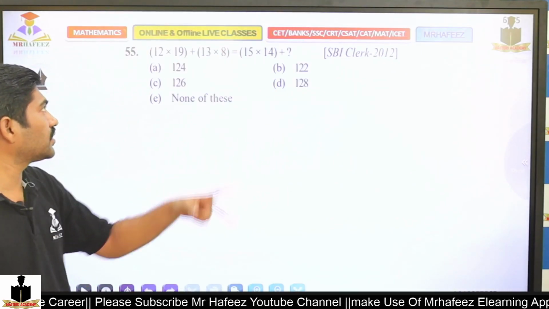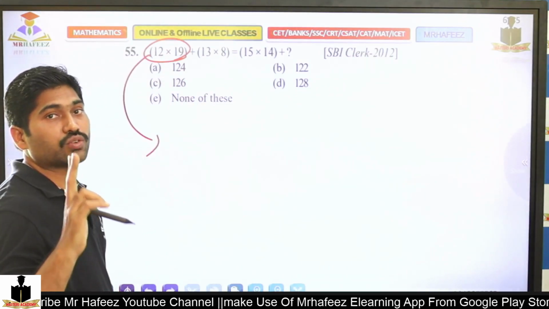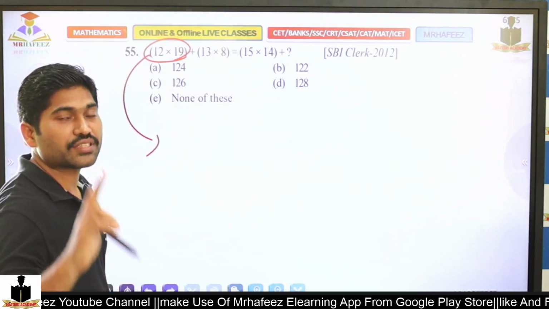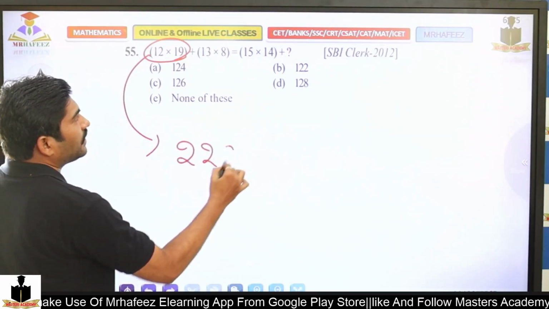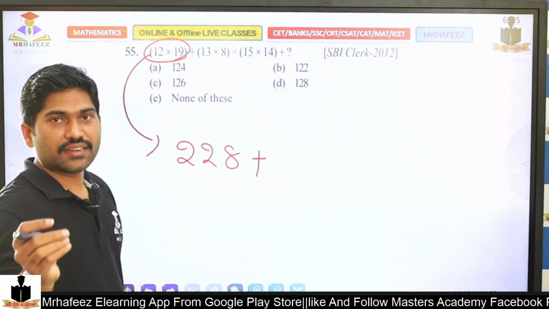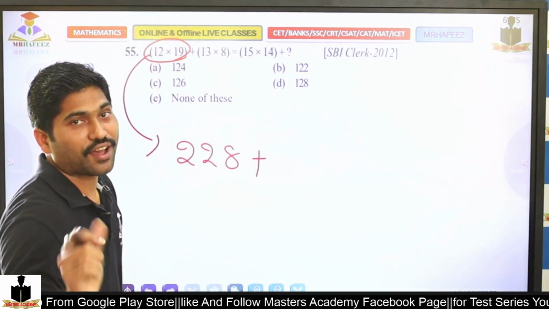Moving to the next question. So 12 into 19. 12 two times is 24. 20 times is 240. 240 minus 12 is 228. Plus 13 times 8. 13 table please. 13 times 8, how much? It's 104.